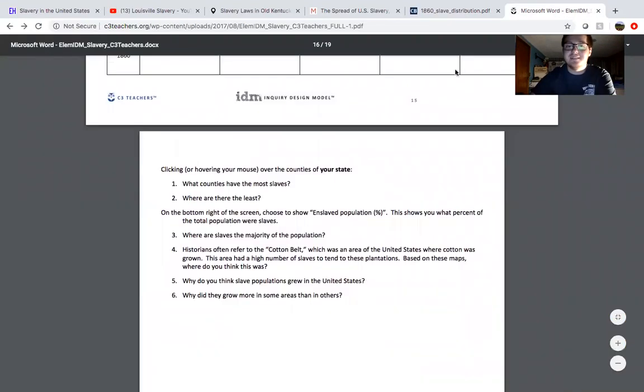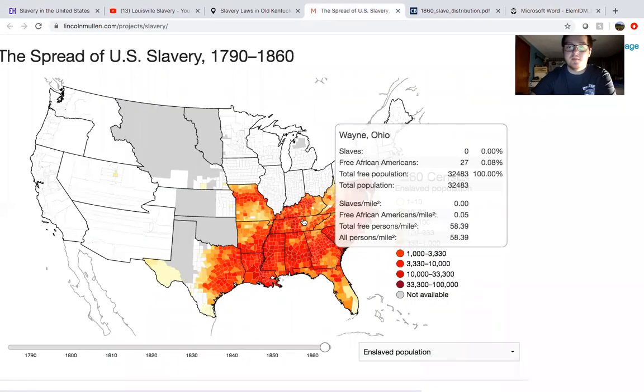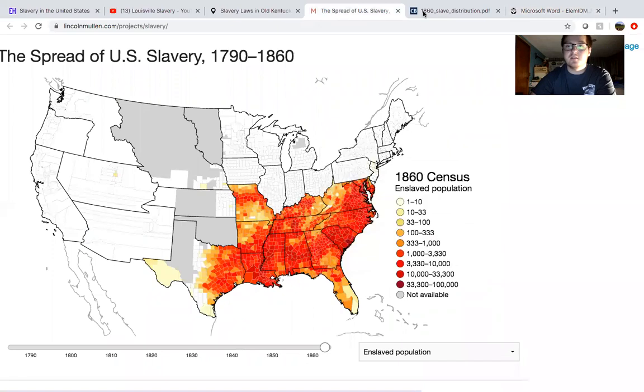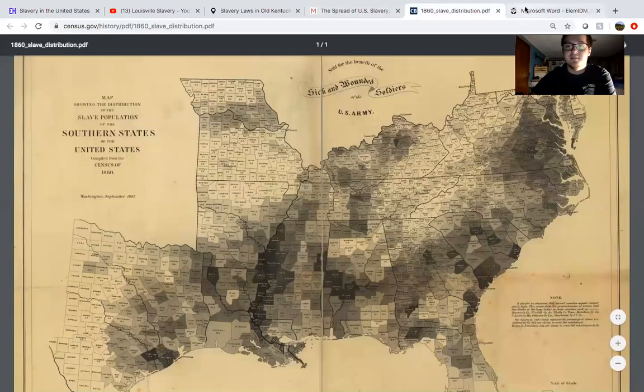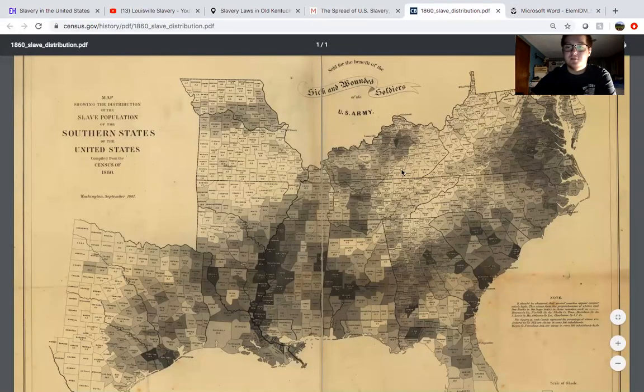So use 1860 to answer these questions. What counties have the most slaves in Kentucky? See the dark parts of Kentucky. You can also use this one as well to see the dark parts. Which counties have the most slaves? You can just list those. Where are there the least? You can cross and corroborate both of these sources.